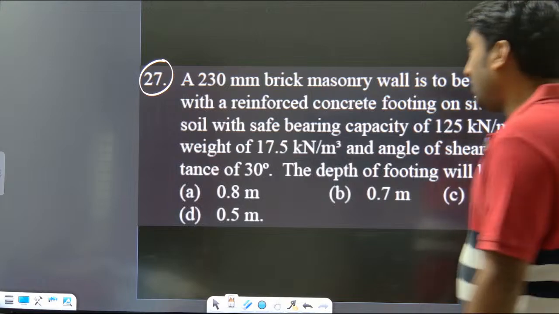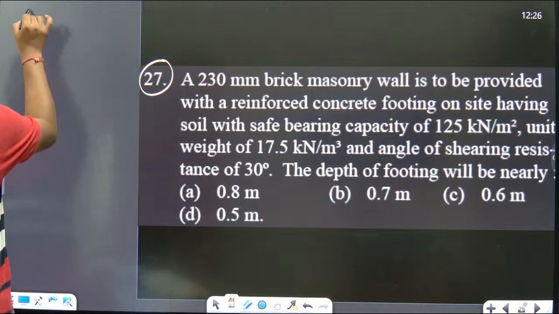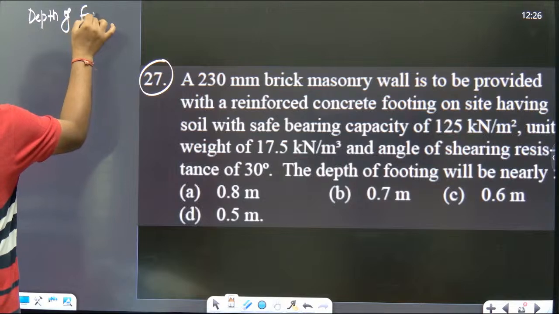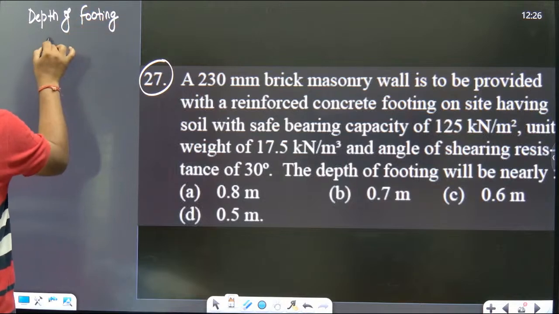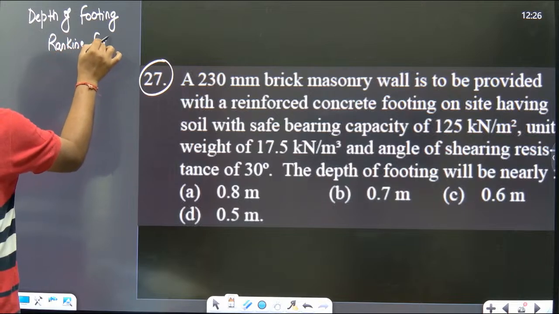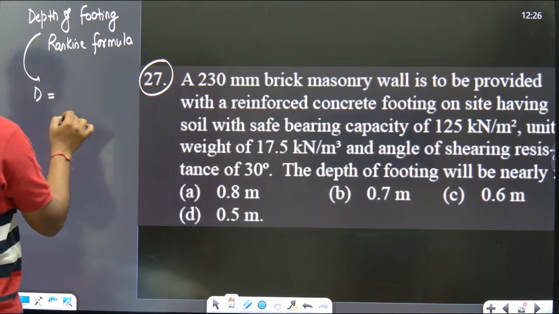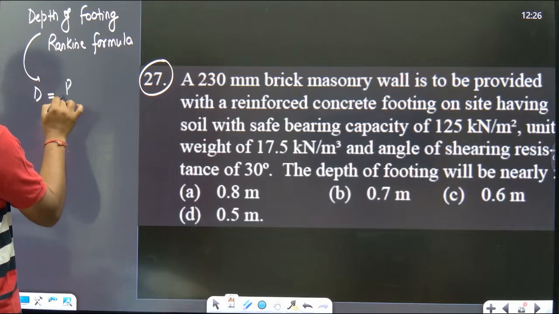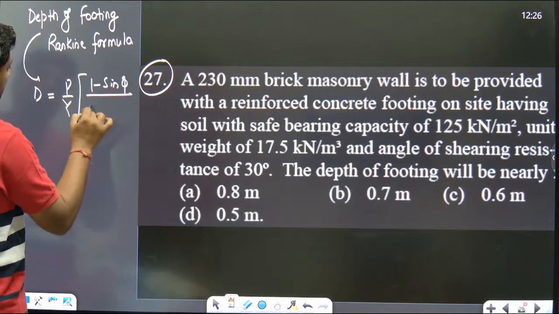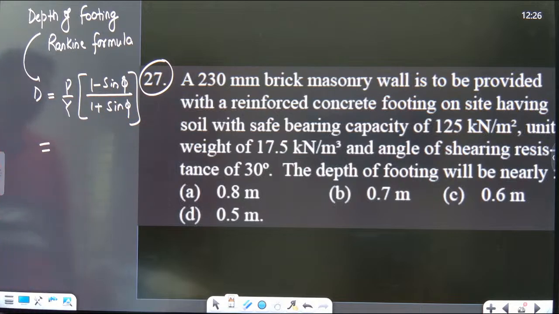So what is the depth of the footing as per Rankine formula? Depth of footing as per Rankine formula. Depth is given as P upon gamma into (1 minus sin phi) upon (1 plus sin phi), whole squared. Friction angle is this. So this is the depth of the footing.